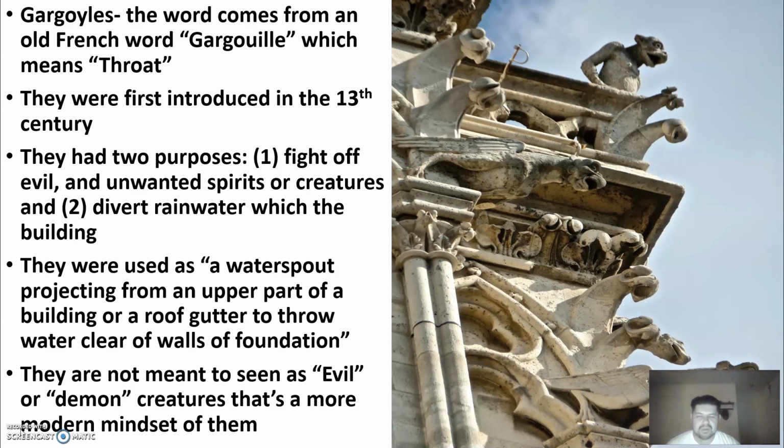So if you ever wonder where the word gargle comes from, when you get some water while brushing your teeth and stuff like that, that's where it comes from. Gargle, gargoyle, gargouille. So there you go. Hopefully you learned something new today with that. The thing is, gargoyles were used as a water spout projected from the upper parts of the building or a roof gutter to throw water clear of the walls and foundation.